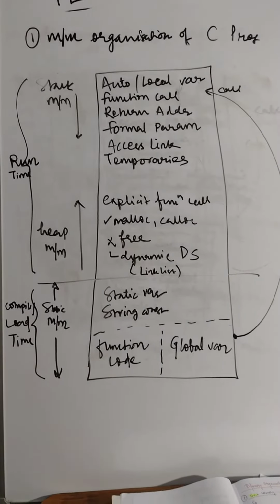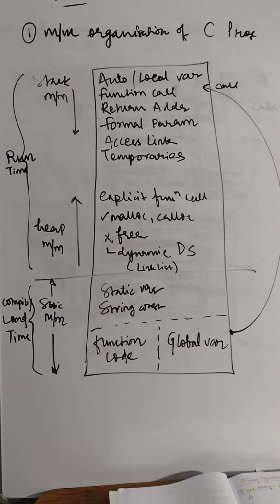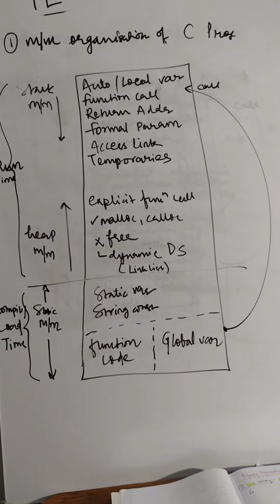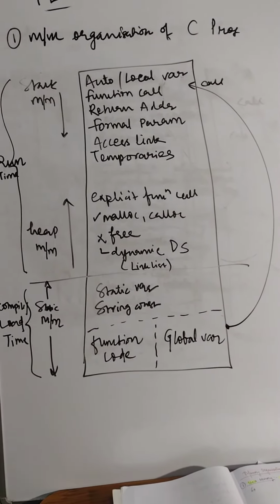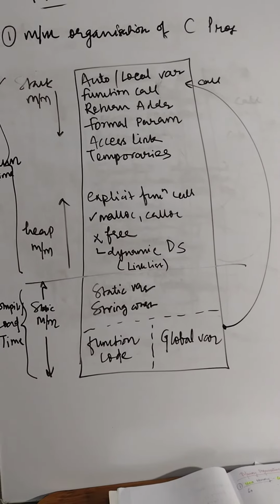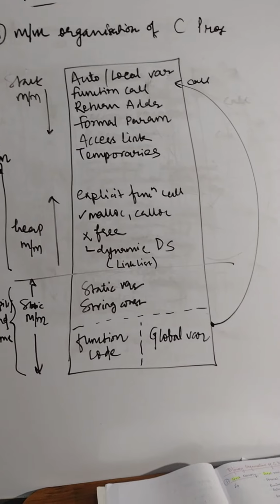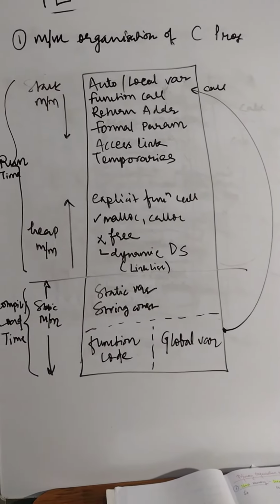So anything stored in the function call, like in any function, we have auto or local variables, we can have function calls. So if there is a function call, there has to be a return address, and these are getting called using the formal parameters. So there are access link and temporaries also there in the stack memory.